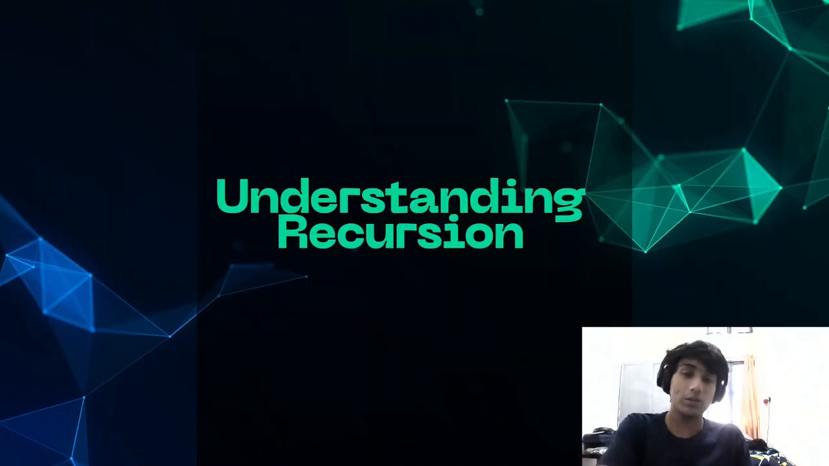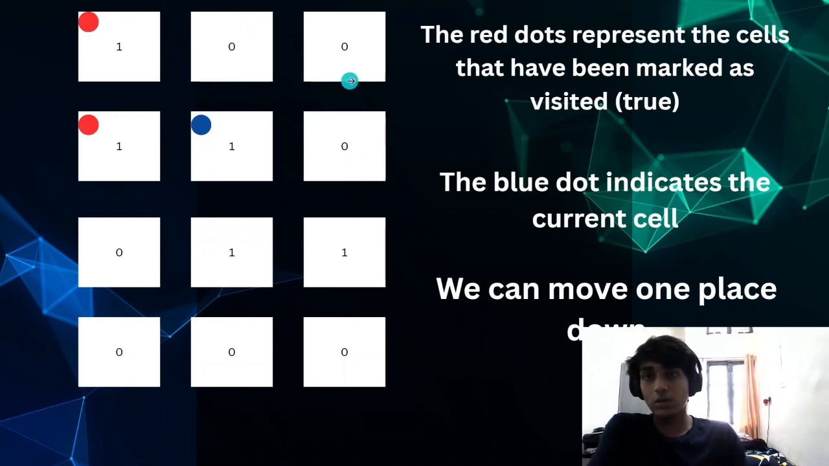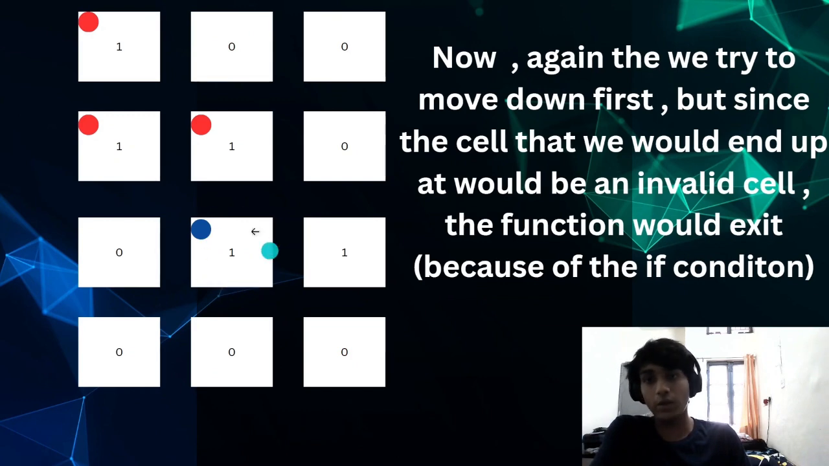Now let's understand the recursion part. Suppose this is the kind of situation we have, a small part of this maze, and here the red dot cells already have a marked value of true. So this cell is marked as true, this cell is marked as true, this is our current cell, and that is also marked as true, which I have not indicated to avoid confusion. This is our current cell right now, and we can move one place down right now. So if we move one place down, we'll be here, and this is marked as true.